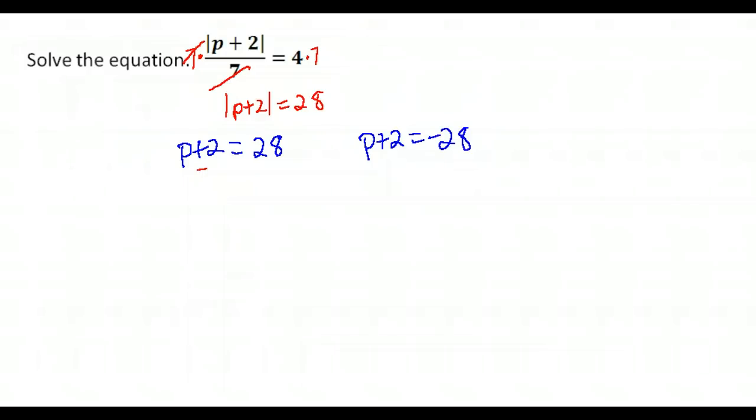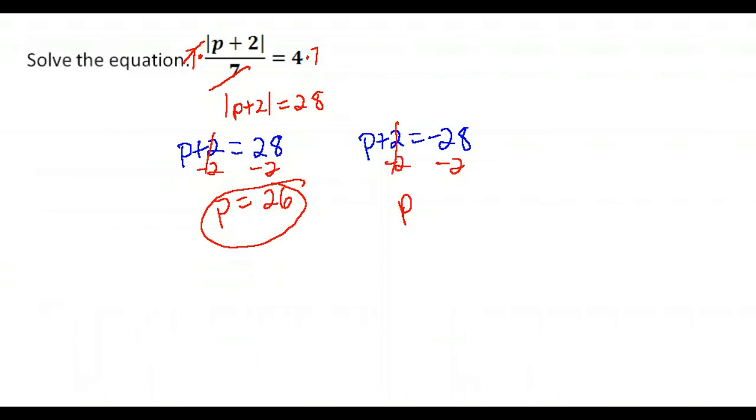Then I solve each of those. So subtract 2 from both sides. I would get p equals 26 for my first solution. Subtract 2 from both sides over here, and I get p equals negative 30 for my second solution. Both solutions to the problem, p equals 26 and p equals negative 30.